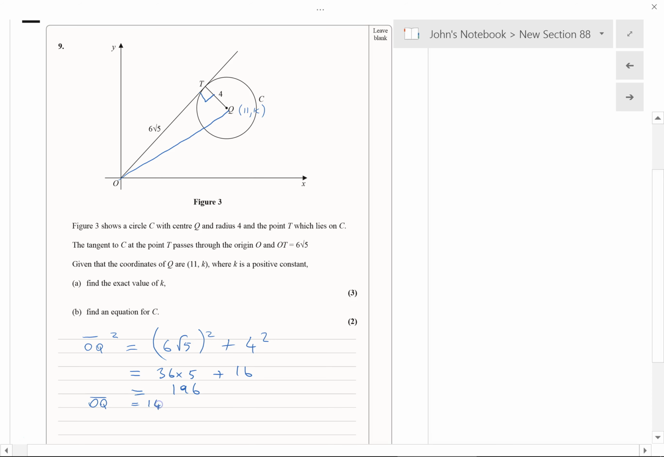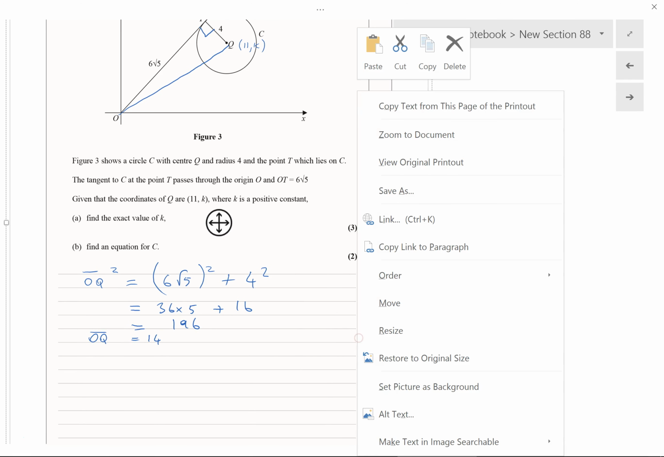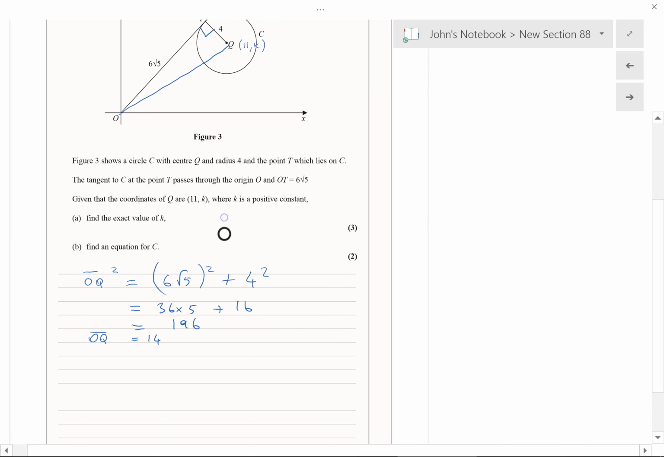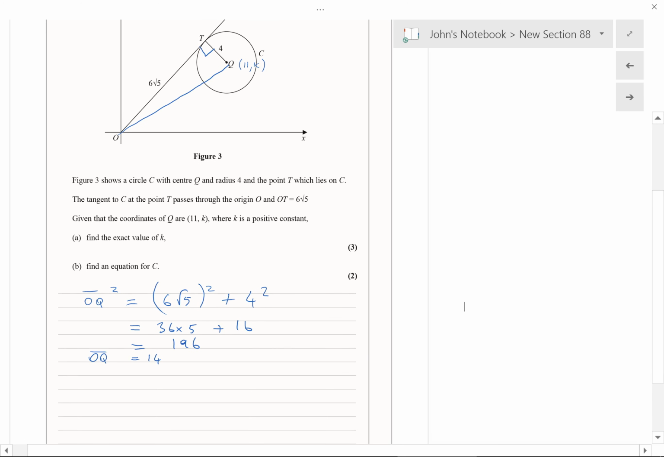Doesn't surprise me that it's worked out a nice number, because it's almost like they fixed it so that the third part would come to a more regular number in our answer. Okay, so we haven't done it yet though. We've only worked out OQ.